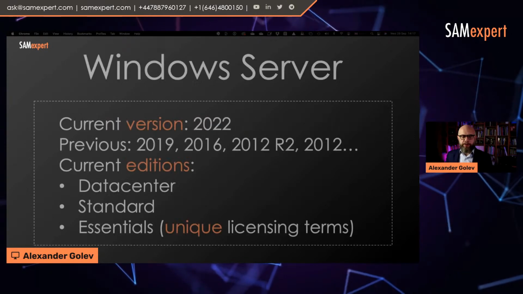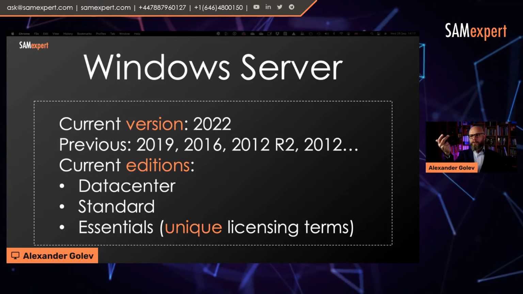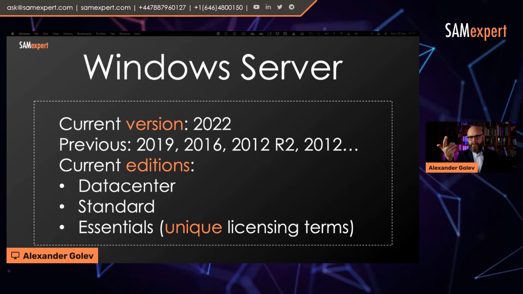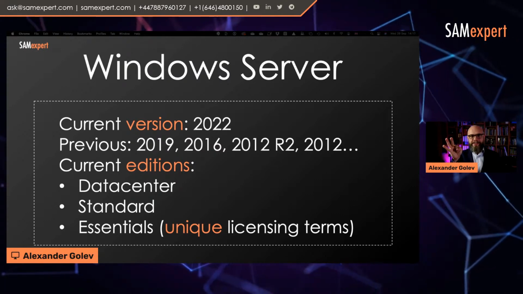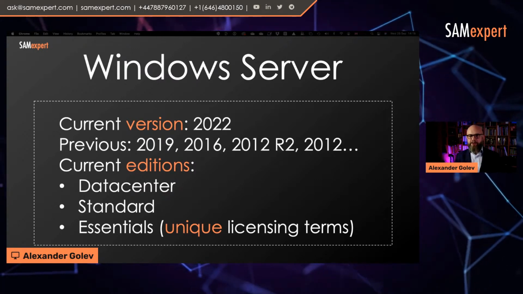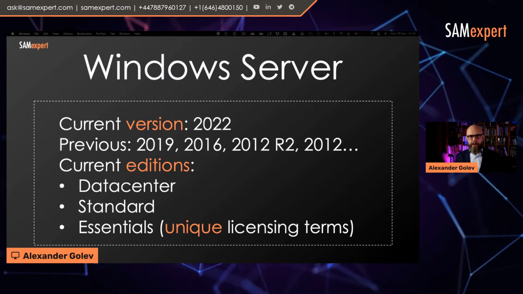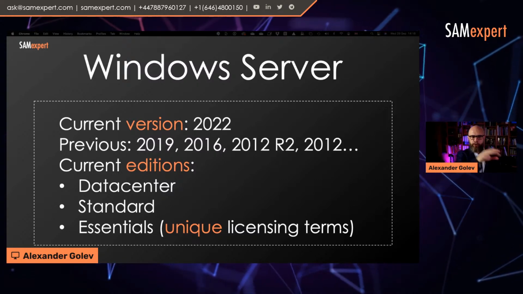the current version is 2022, just released. So versions 2022, 2019, 2016 are licensed the same way. 2012 R2 and 2012 are licensed differently. 2008 R2 and previous are licensed in a third way. They have different metrics, different rules, and different virtualization rules. You just can't apply the knowledge you're getting today about the latest versions to the old ones.